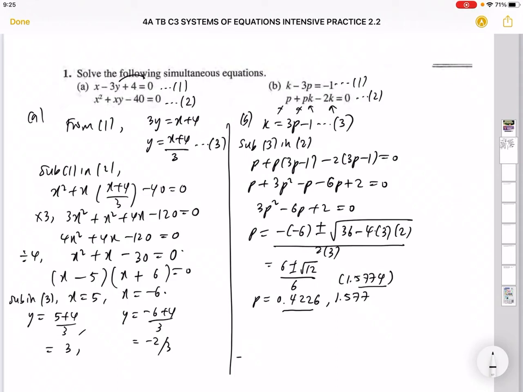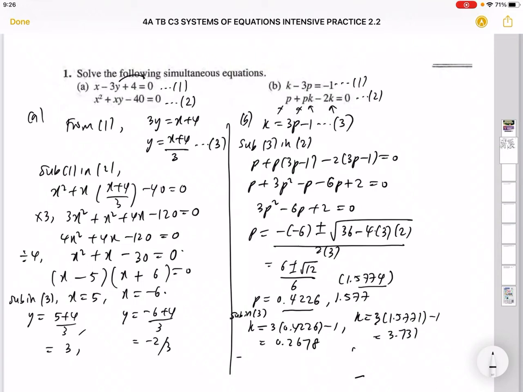Okay, all right, so I just write this down for you. The one in the bracket is the answer given in the textbook. So to find k, I'll just sub inside equation number 3. Okay, maybe I should write here sub in 3. My k will be 0.4226 minus 1. This will give us 0.2678. And the second one, if you use 1.5771 minus 1, you should get 3.731.